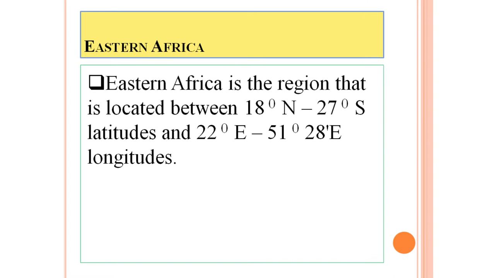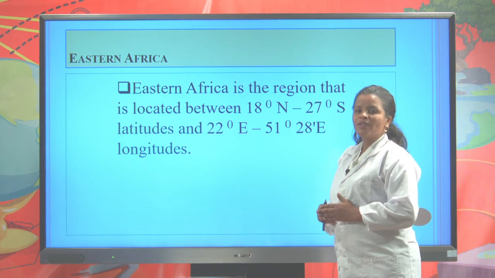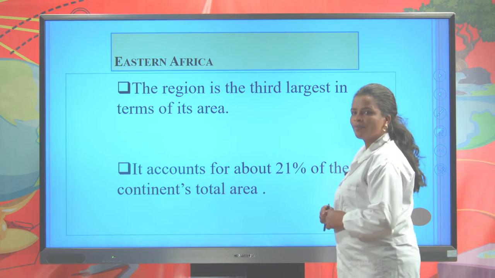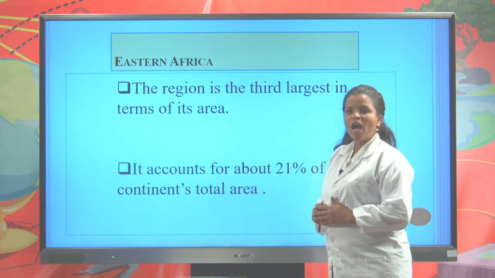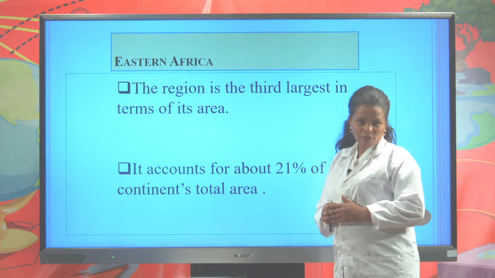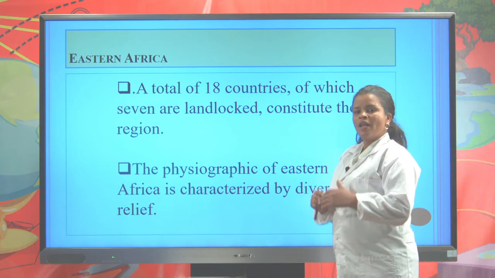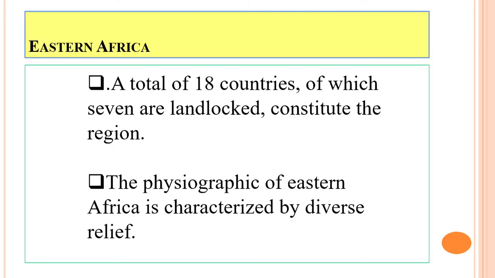East Africa is the region that is located between 8 degrees north and 27 degrees south latitude, and also between 22 degrees east up to 51 degrees 28 minutes east longitude. This region is the largest in terms of area. It accounts for about 21% of the continent's total area. East Africa has 18 countries, of which 7 are landlocked. For example, Ethiopia is a landlocked country.